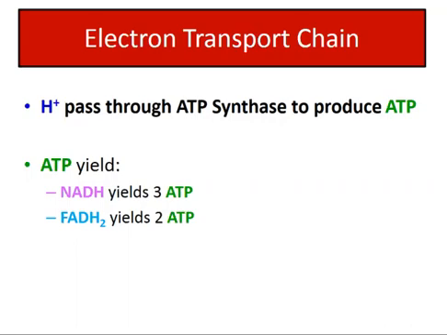So less ATP is produced from FADH2 because it donates electrons to complex 2, and complex 2 doesn't pump hydrogen ions. So it misses complex 1. So we have fewer hydrogen ions being pumped across the inner mitochondrial membrane, therefore a smaller hydrogen gradient.